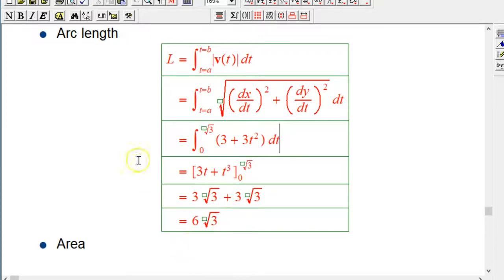Okay, so that's the very quick example of the story of arc length. And let me separate out area as one more separate video.